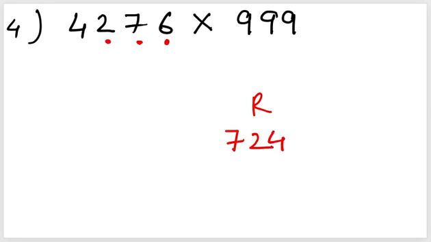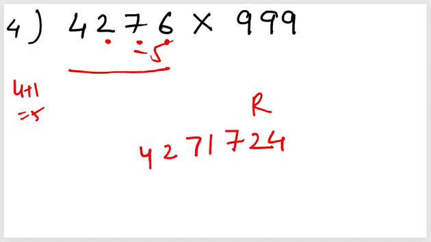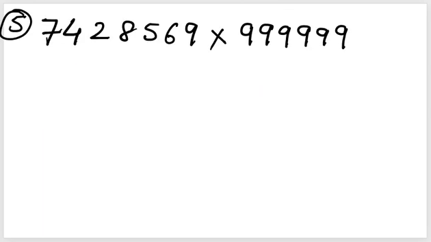Now with the next number, which is not yet utilized, that is 4, I'll add 1 to it. When I add it, it becomes 5. So I'm going to subtract 5 from the whole number. When you subtract, it will be 4271. This is my left part. So 4271724 is the answer. I hope you are getting it. I want you to pause the video and try to find the answer, and after that you will see what the solution is.